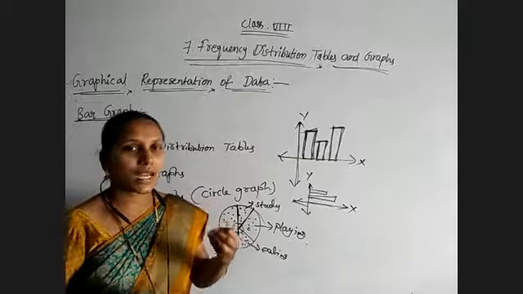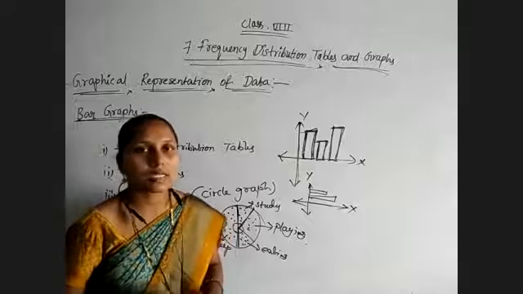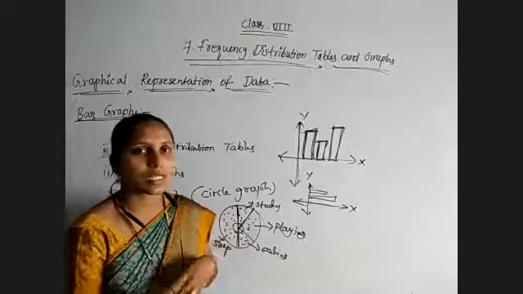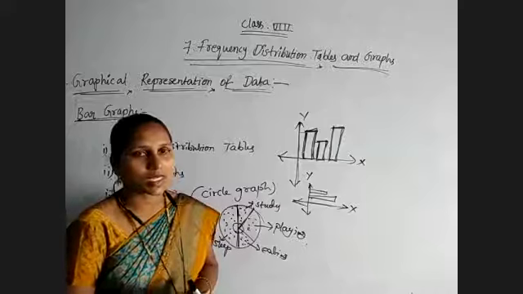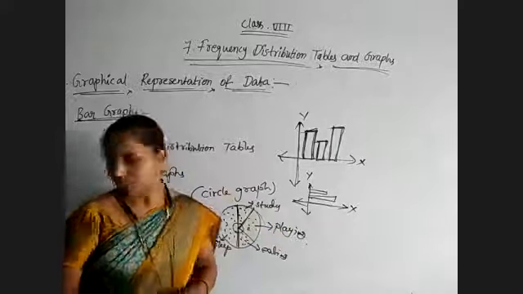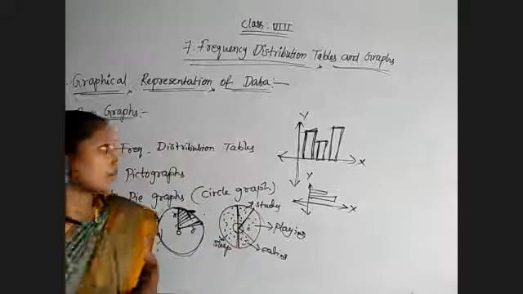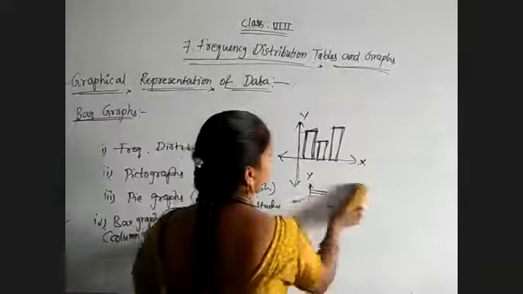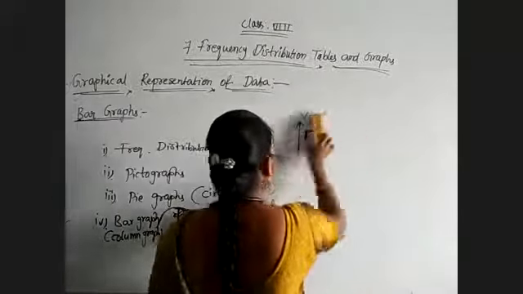Okay, if the data is given in inclusive class intervals, we will convert them into exclusive class intervals by taking the class boundaries. Then we will prepare the histogram. Okay, now take one example for bar graph. So once revise about bar graphs.